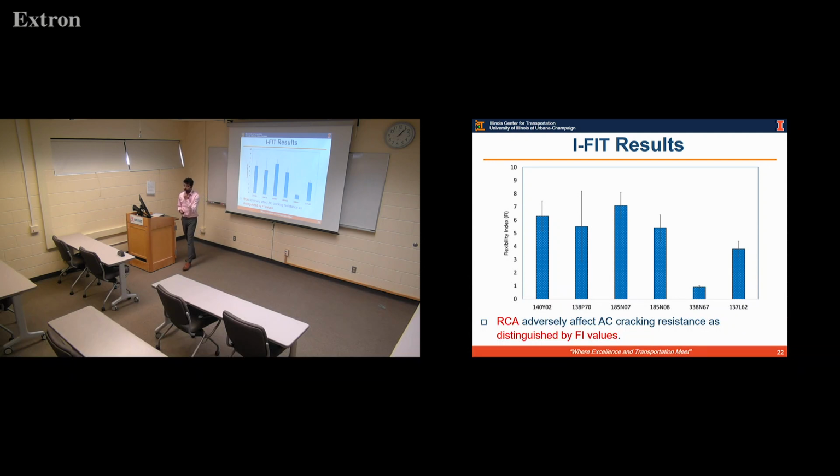When we look into the IFIT results, the Illinois requirement for IFIT is to have a minimum IFIT of 8, which all of these mixes are barely passing, or are unable to pass. However, the takeaway here is that RCA adversely affects the AC cracking resistance, and probably this is due to the high absorption rate of those RCA aggregates. And you see that these two mixes, 338 and 137, stand out because of the presence of RCA.